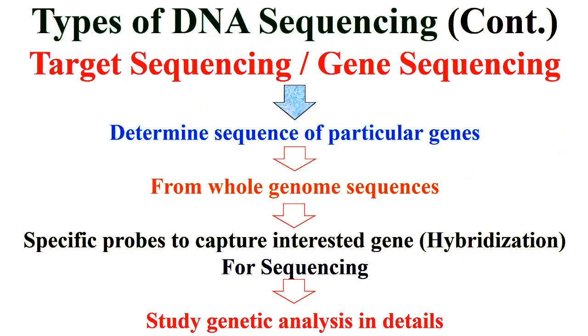While targeted or gene sequencing is another type of DNA sequencing, it determines the sequence of particular genes from whole genome sequences by using specific probes to capture genes of interest in a process of hybridization, for sequencing to study genetic analysis in detail, as mentioned in the next slide.